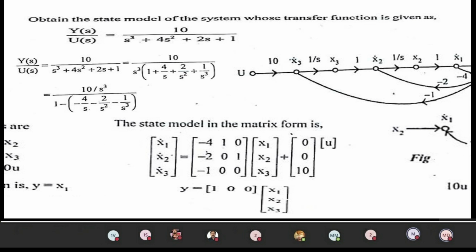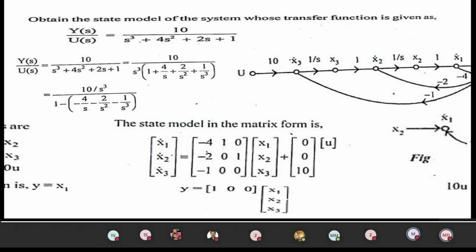So now you can write your state model. Before that, you can see x2 dot is equal to, for this node, we have to look at where the signals are coming from. So here x2 and the signal coming is minus 4 into x1. Similarly for the next node x2 dot, you will be getting two signals, that is x3 and minus 2 into x1. And then the third equation will be x3 dot, which is nothing but 10 into u minus x1. So like that you can write the state equation, and then the state model you can write.